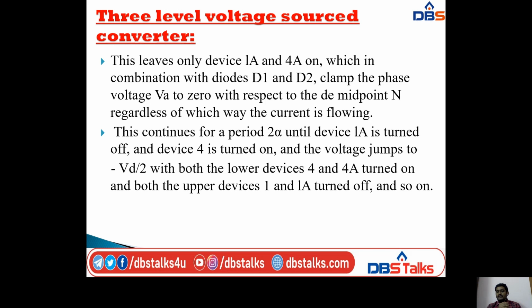So already 4 is turned on, and after that the voltage jumps to minus Vd by 2 with both the lower devices 4 and 4A turned on and both the upper devices 1 and 1A turned off. So in the second waveform, we will have 4 and 4A turned on and 1 and 1A turned off, and so on. Like this the operation continues.